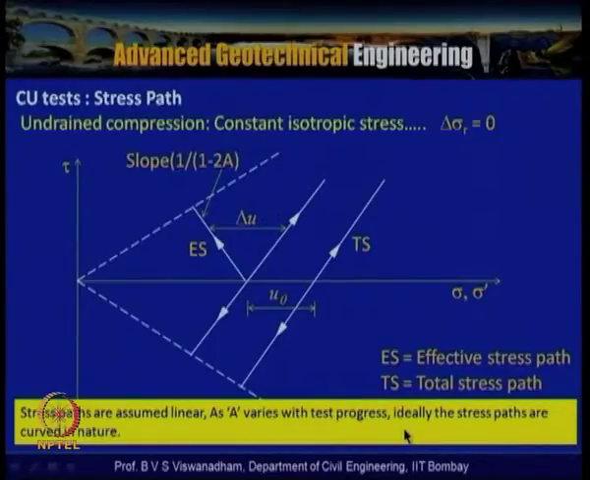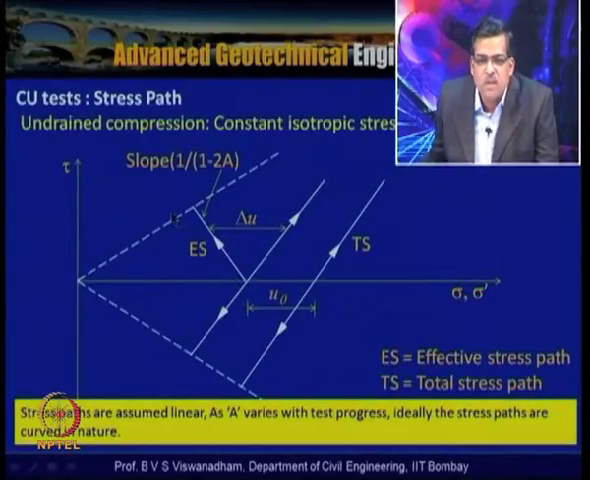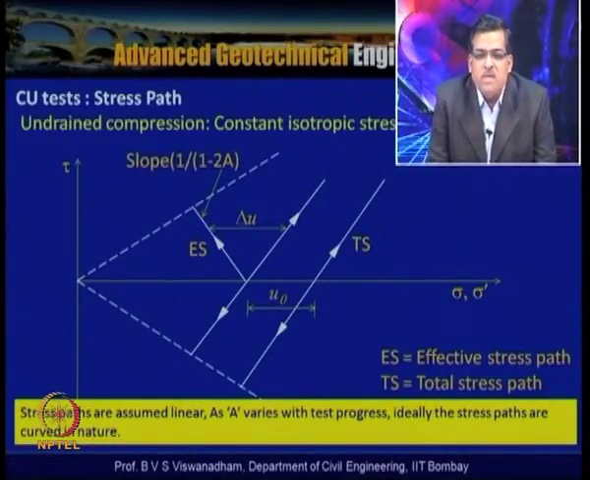If A dash varies once the test is in progress, then ideally the stress paths are curved in nature. So the effective stress paths will be curved in nature. That is what we showed in the previous discussion. The reason the effective stress paths are curved is that Skempton's pore water pressure parameter A will not be constant. That is, the slope will be changing. If A is constant, the slope will be constant and the effective stress path is linear. But if A varies while the test is in progress, then ideally the stress paths are curved in nature.